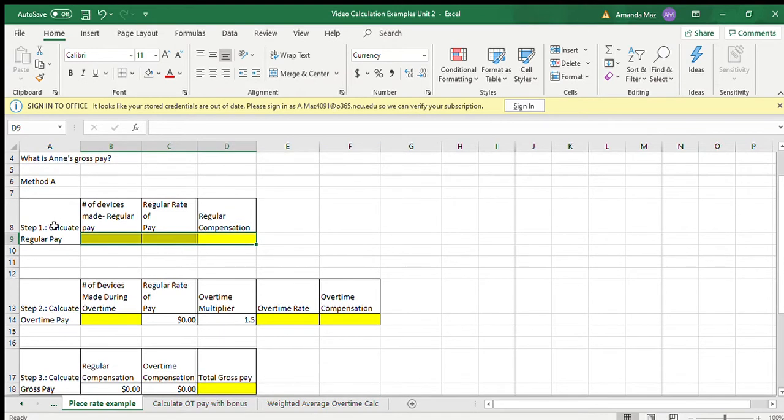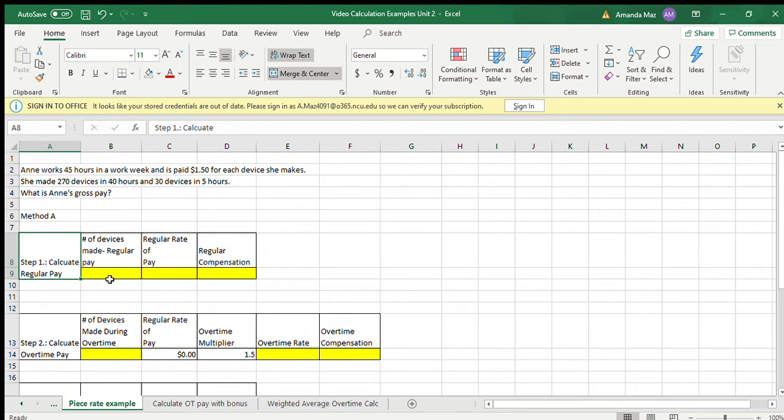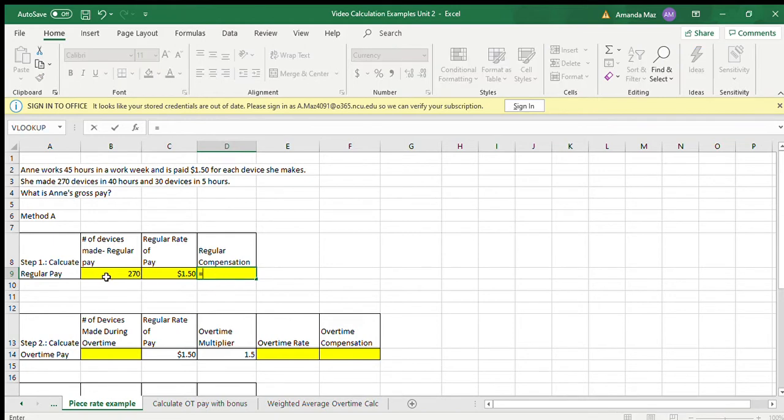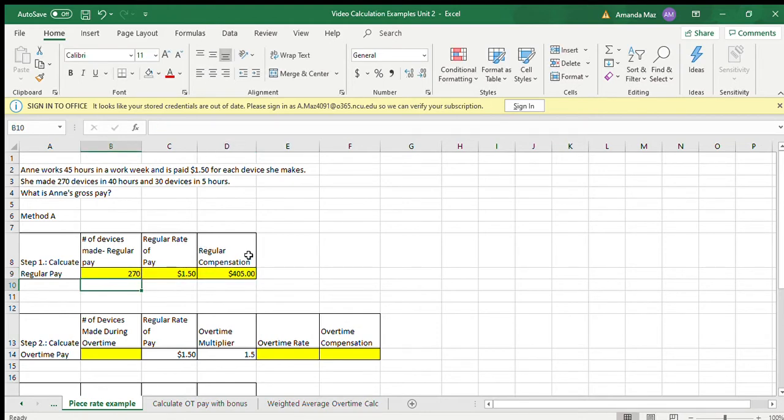So using method A, we know that she made 270 devices within 40 hours for her regular pay, and her regular rate of pay is $1.50. And so her regular compensation for these devices is 270 times $1.50. So her regular compensation is $405. So now we have to figure out her overtime rate.